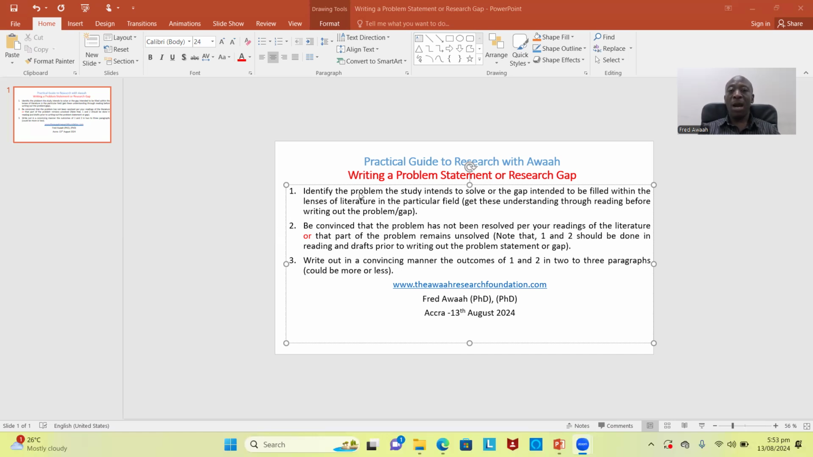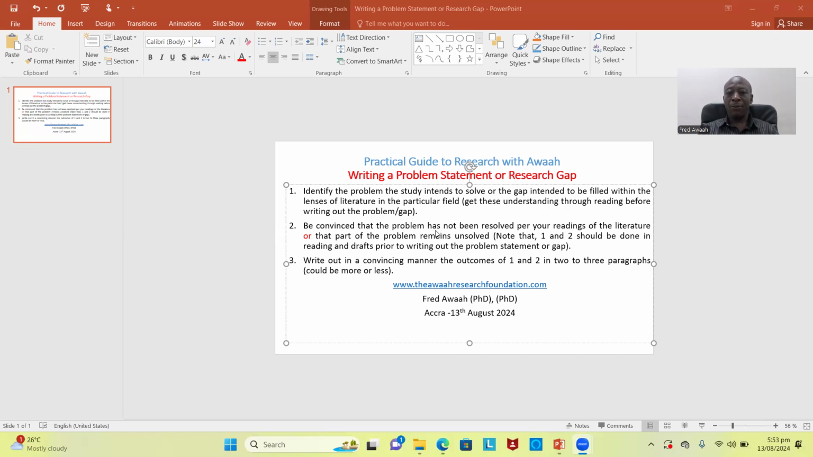After you've done one and two as suggested, ladies and gentlemen, you now write out in a convincing manner the outcomes of one and two, that is, the issues of the gap or the problem from the lenses of literature, in 2 to 3 paragraphs. It could be more, but I have decided to limit usually my writing to 2 to 3 paragraphs. Others do it in just a paragraph.